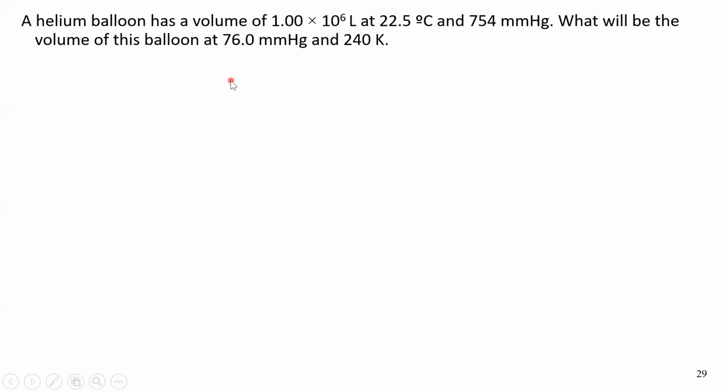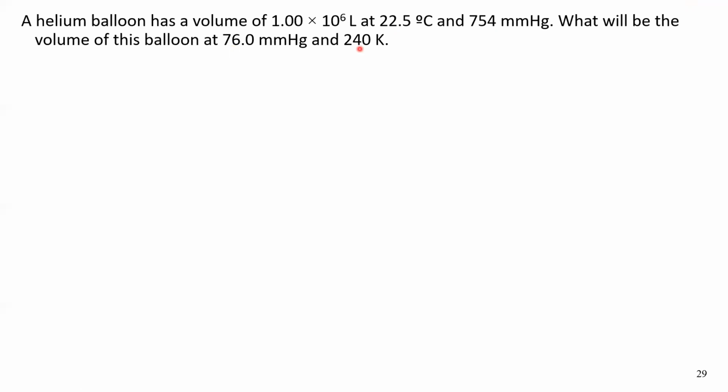All right, so let's look at this question. Okay, it says a helium balloon has a volume of 1.00 times 10 to the 6th liters at 22.5 degrees Celsius and 754 millimeters of mercury. What will be the volume of the balloon at 76 millimeters of mercury and 240 Kelvin?